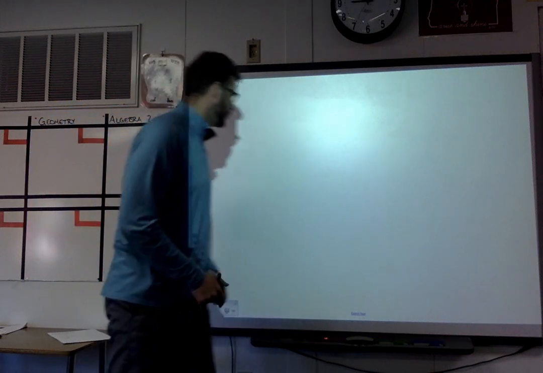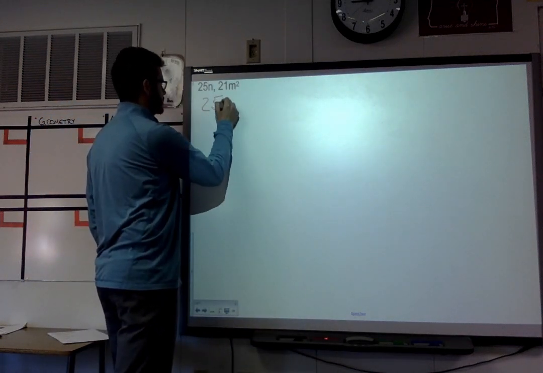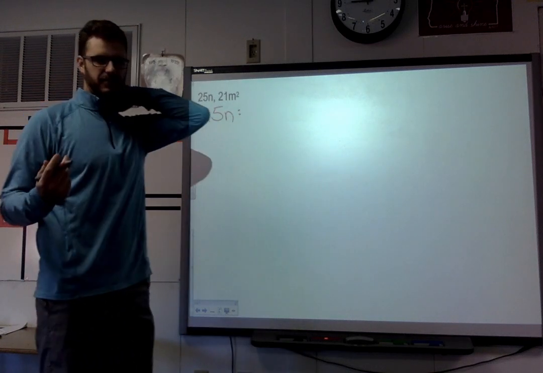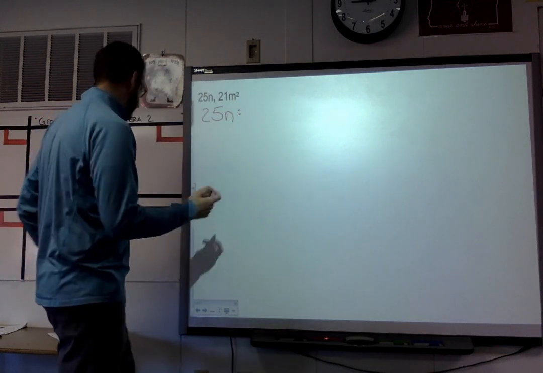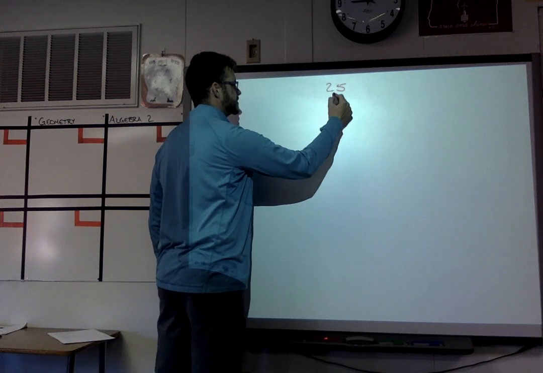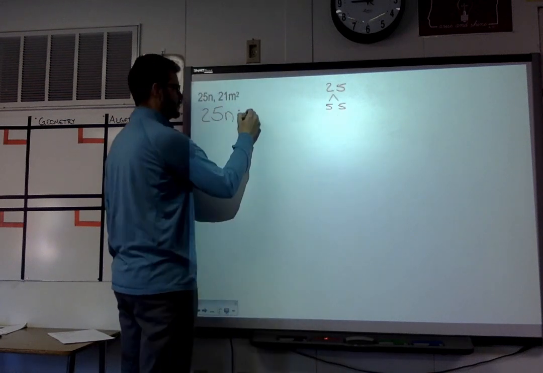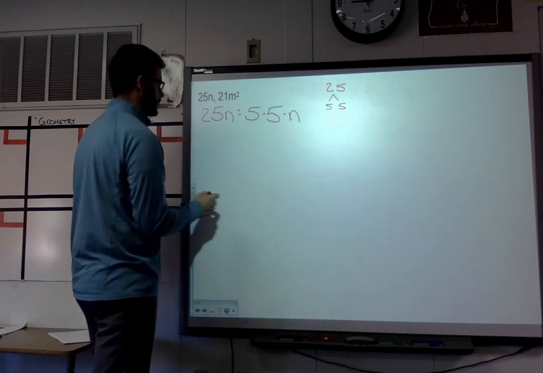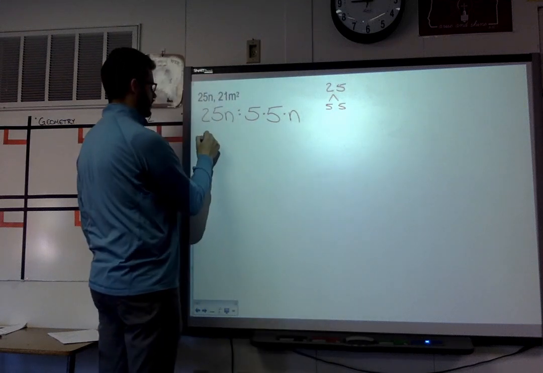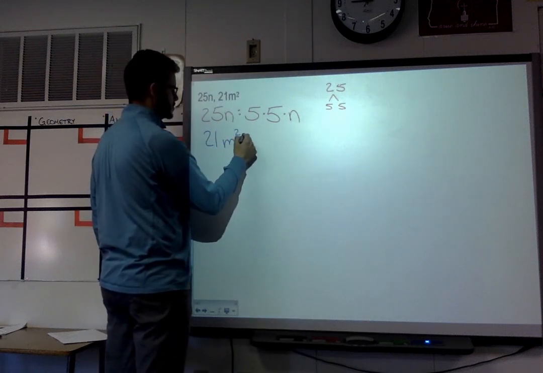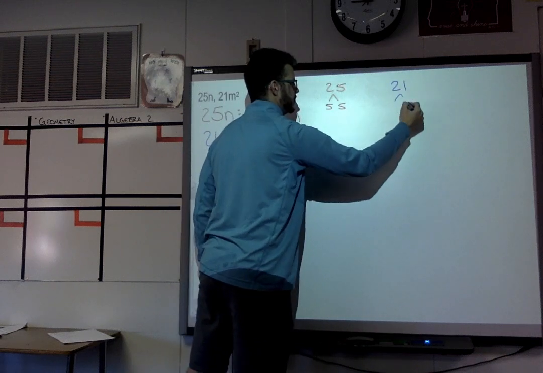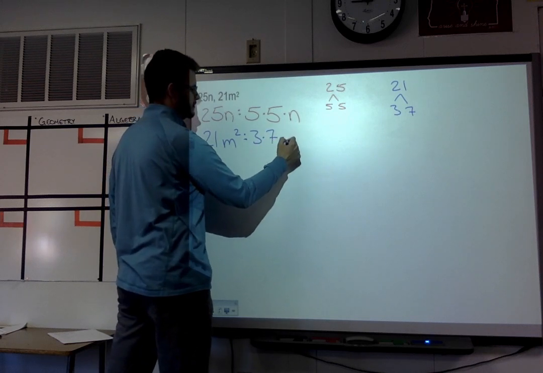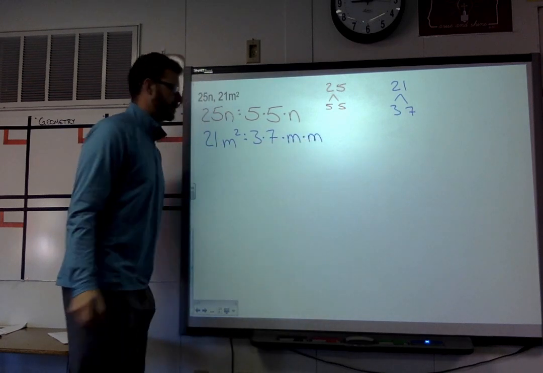Then, one special situation that we can run into here: we have 25n, and if we think of 25 with a factor tree, 25 breaks down to 5 times 5. So this would be 5 times 5 times n. And then we have 21m squared. So 21 breaks down to 3 times 7. Those are both prime numbers. So 3 times 7 times m times m.